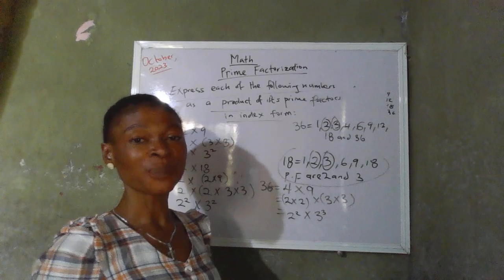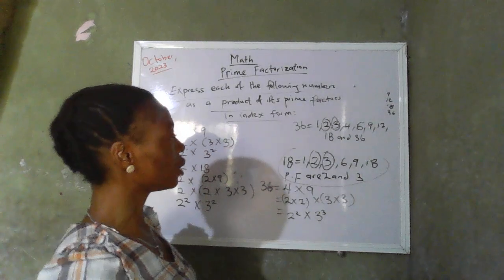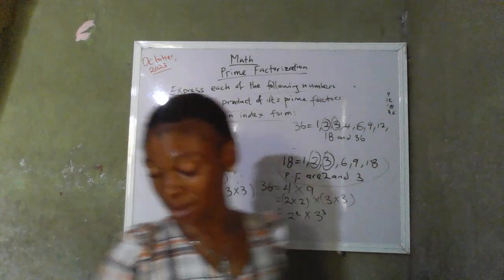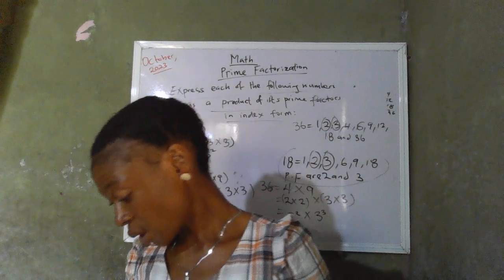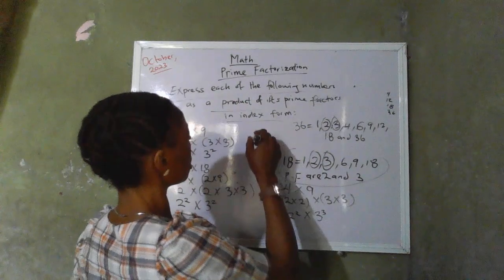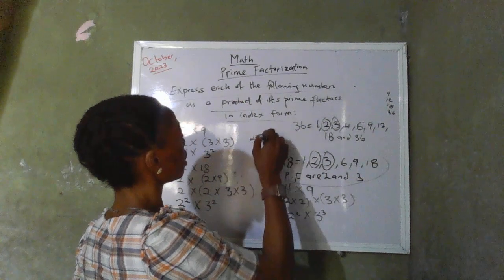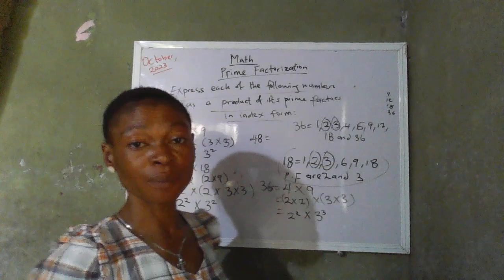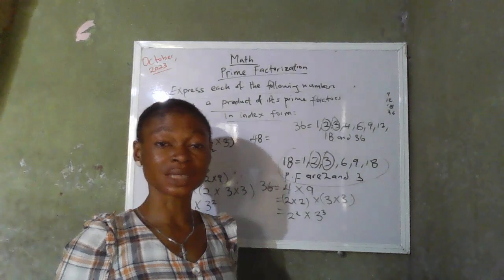Is that clear? Now very quickly you work on this. Let me give you one to work on. Express 48 as a product of its prime factors in index form.